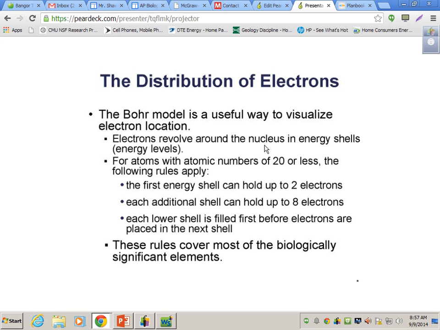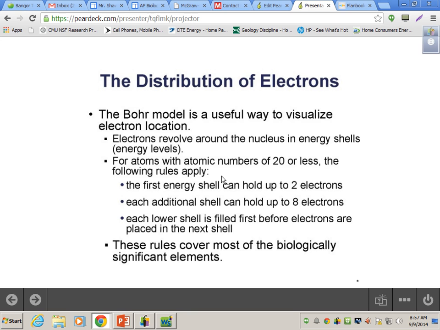So all the rules I'm talking about apply to the first 20 elements. Now, I don't tell you that in regular academic biology, but I usually am using the ones in the top 20 in all of the covalent bonding activities we do, right? Okay. So these rules cover most of the biologically significant elements, most of them, not all.